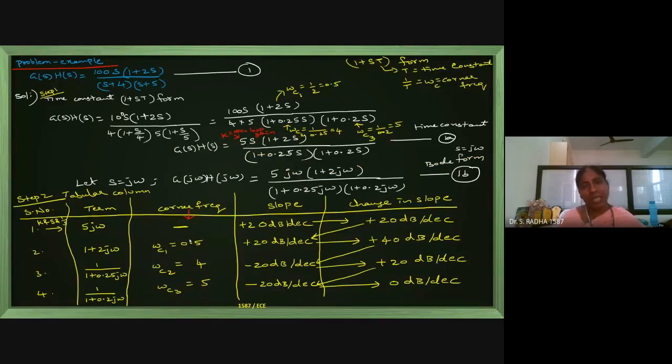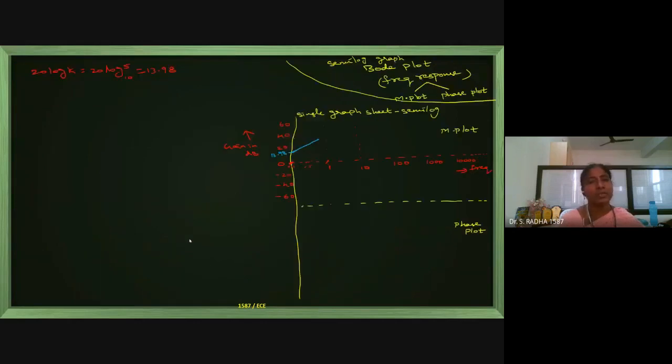So the y-axis also we have to decide based on the magnitude. Presently, to show a rough Bode plot, I am taking plus 20, minus 20, like that on the y-axis. The y-axis is gain in dB, the x-axis is frequency. Now I finished the first point. The Bode plot initial value is 13.98, and here I got the slope as plus 20 dB per decade.